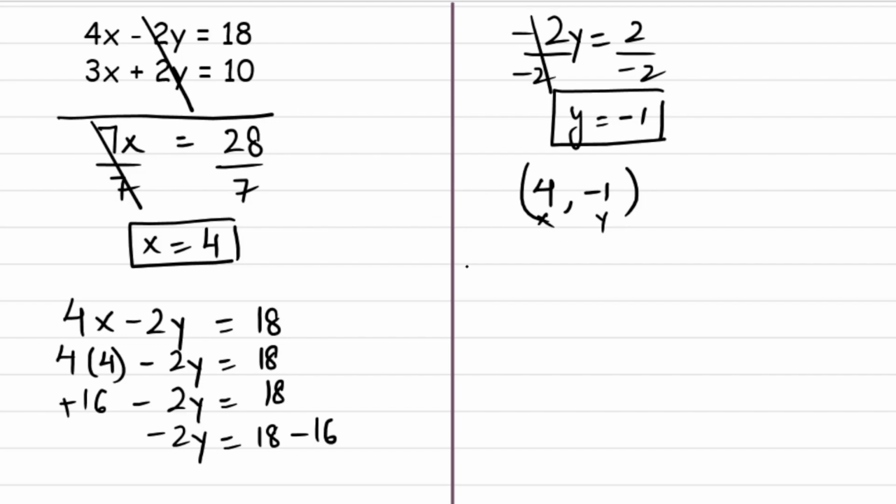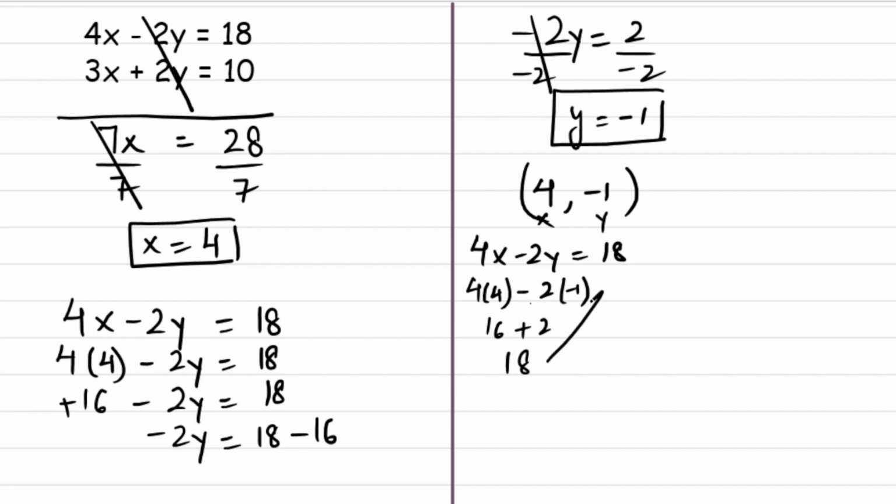Okay, so let's do that. My first equation is 4x minus 2y equals 18. What is x? It's 4. Put x as 4, minus 2. What is y? Minus 1. 4 times 4, 16. Minus 2 times minus 1 is plus 2. 16 plus 2 is 18. Is 18 equal to the right side of 18? Yeah, they're equal. So that means my solution is correct.